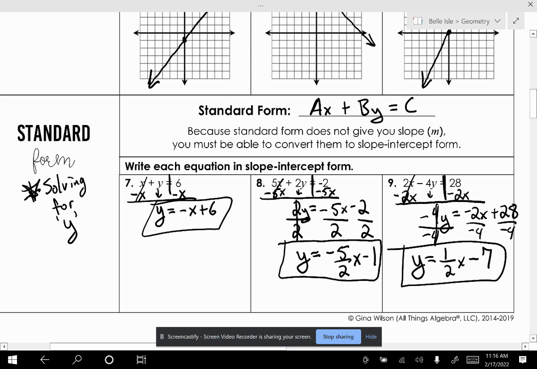Okay, we are going to skip 10, 11, and 12. Please do number 14. Number 14. It's okay if we get extra practice then, right?